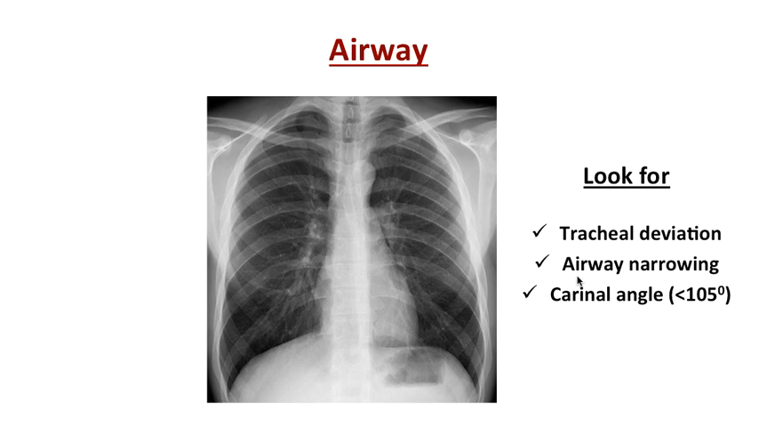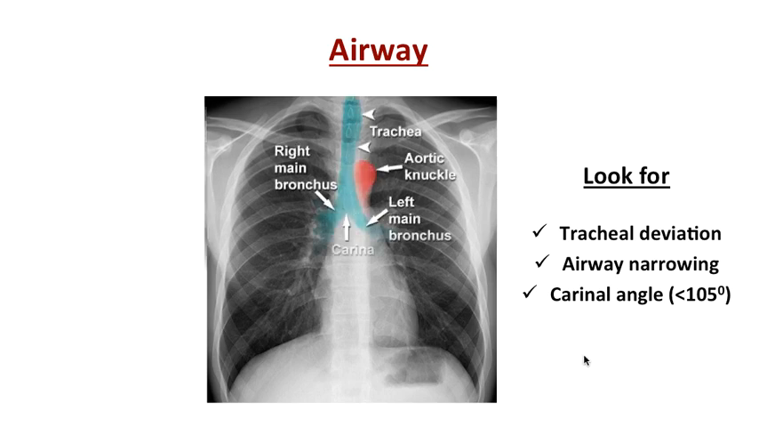In the airway, we specifically look for tracheal deviation, whether there is any airway narrowing, and we also look at the carinal angle. Normally it should be less than 105 degrees. So this is how an airway typically looks in an X-ray. Mainly we can visualize just the trachea and the right and left main bronchus.